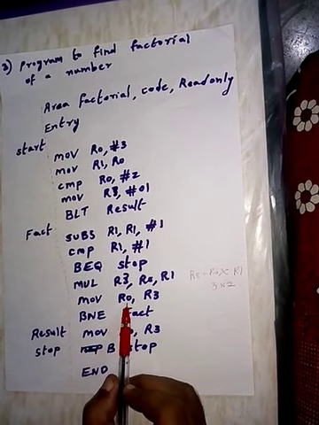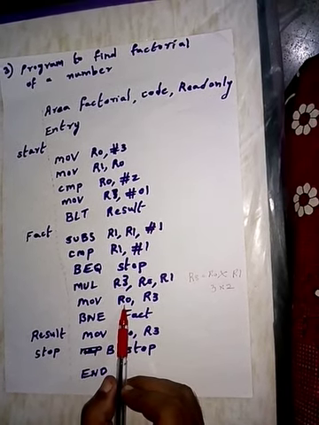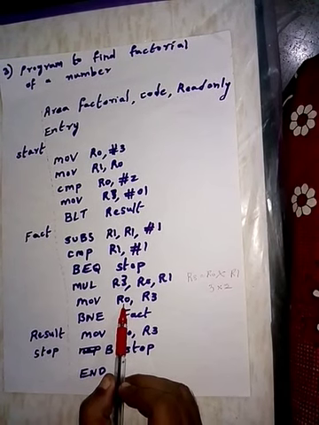In the Keil software you are going to show the answer finally in R0. Getting? That's all for this program.